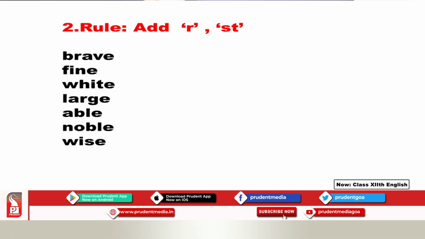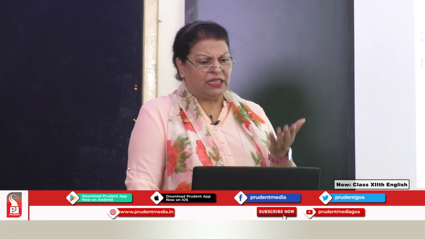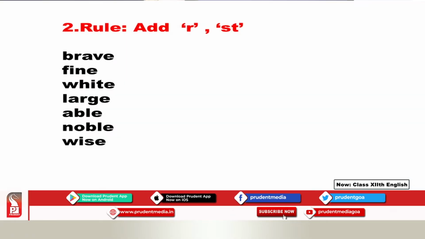The second rule is to add R. Notice that the E is dropped from both comparative ending and superlative ending. Add R for comparative, ST for superlative. This is the list of adjectives. Of course, there will be more, but this is a list to start with: brave, fine, white, large, able, noble, wise.